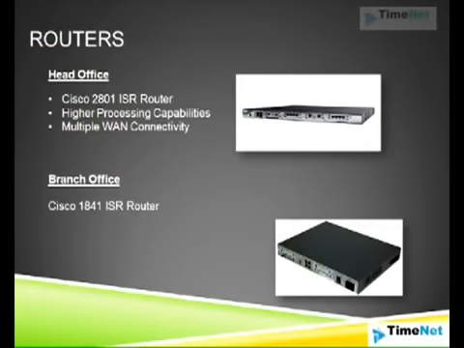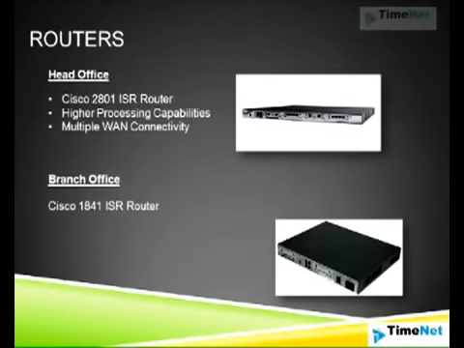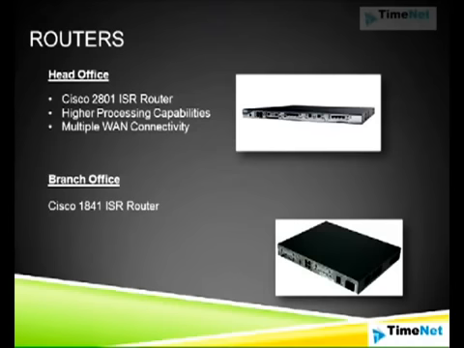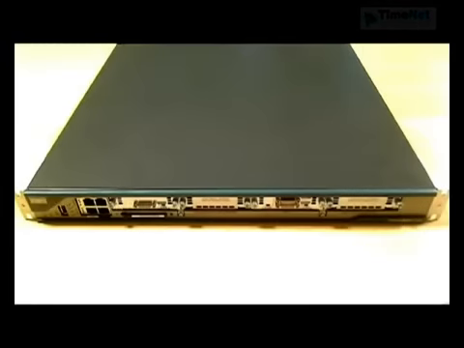Next comes the routers. As you all know, generally routers are used to interconnect different networks. The router that we are going to use in our head office is a Cisco 2801 router, which has higher data handling capacity and multiple slots for interface cards. I will now show you the Cisco 2801 router and its interfaces.